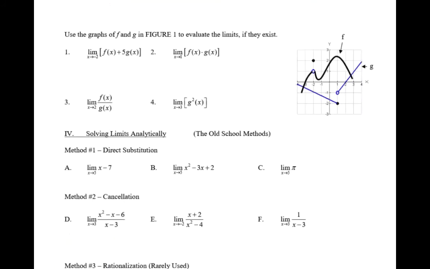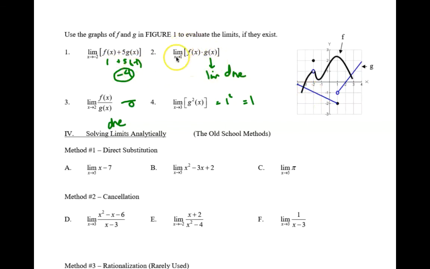I'd like you to pause the video for a moment and try problems 1 through 4 using the graphs of f and g. For number 1, I'm just evaluating the limit as x approaches -2 of f of x, which is right here at 1, plus 5 times the limit of g of x, which is -1. So then I'm just adding 1 plus 5 times -1 to get -4.